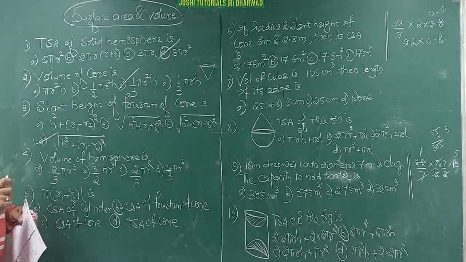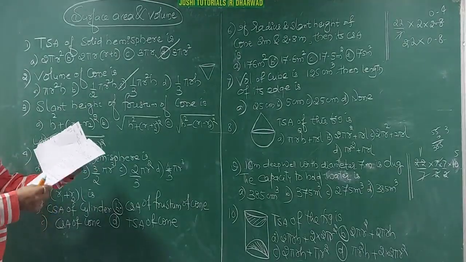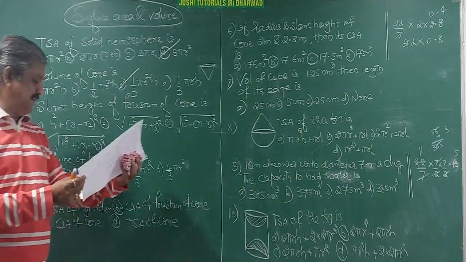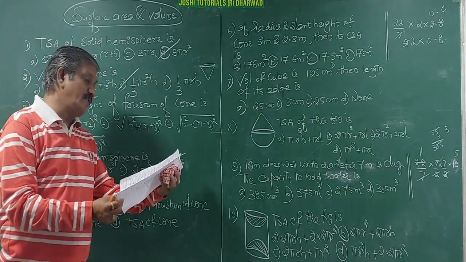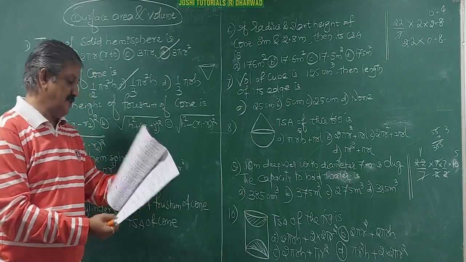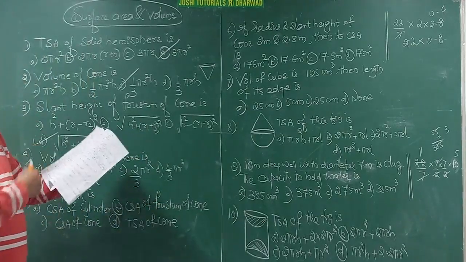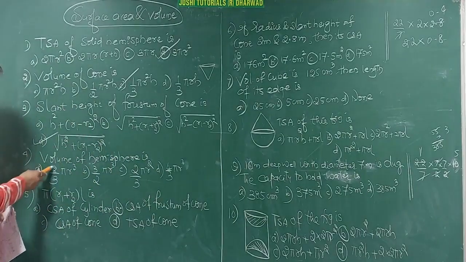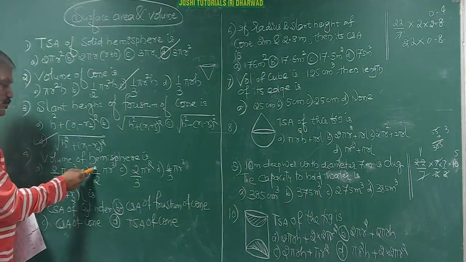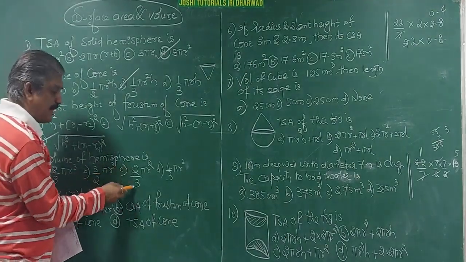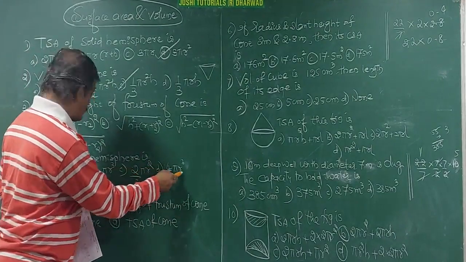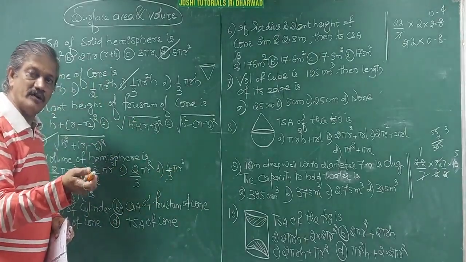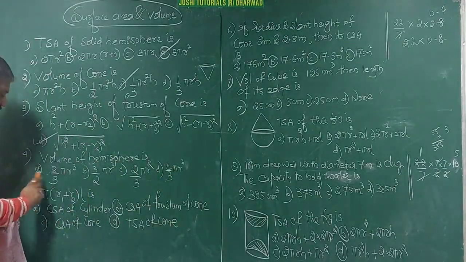You must know the formula. That's why the slant height of the frustum of the cone is that. In the same manner, I would like to give you a few more questions. Say, volume of hemisphere: 2 by 3 pi r cube, 3 by 2 pi r cube, 2 by 3 pi r square h, 4 by 3 pi r cube. Volume of hemisphere. Volume of sphere is 4 by 3 pi r cube. Half of 4 by 3 is 2 by 3. A is the answer.